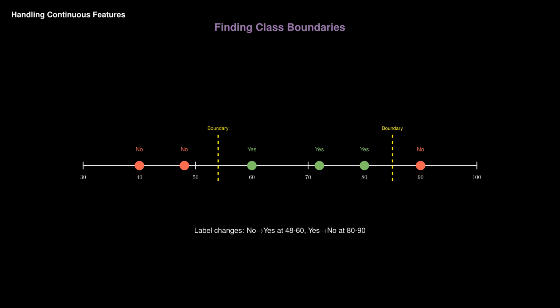48 is no and 60 is yes. So there is a boundary between them. Then 80 is yes and 90 is no. So there is another boundary there. These are the only spots where a split could actually separate the classes.